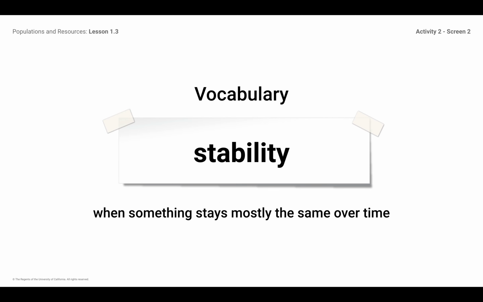We talked about the word stability. Stability is when something stays mostly the same over time. When you're talking about population, it's really difficult to say, okay, we started with 14, we end up with 14. Well, when you're talking about the number of jellies, that's really difficult to pinpoint.